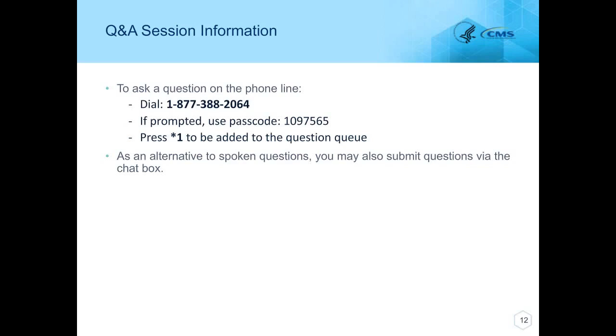Great, thank you. As a follow-up to an earlier question, just to clarify, if we are billing more than one CPT on a given claim, can we just attach the PRC modifier to one of the CPTs, or does it have to be attached to each CPT?